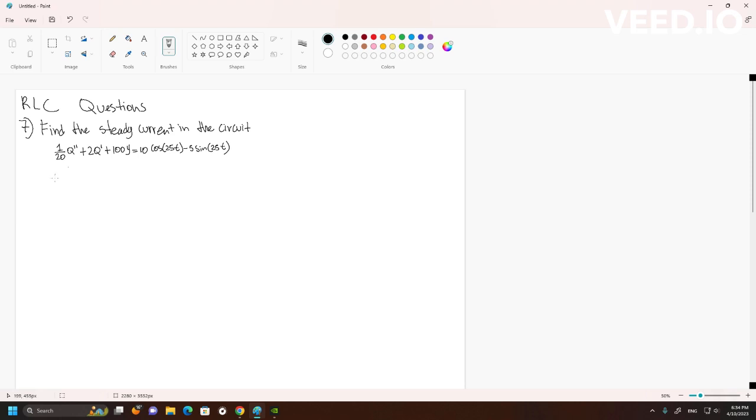The following equation, as you see, is a second order equation with non-homogeneous terms.